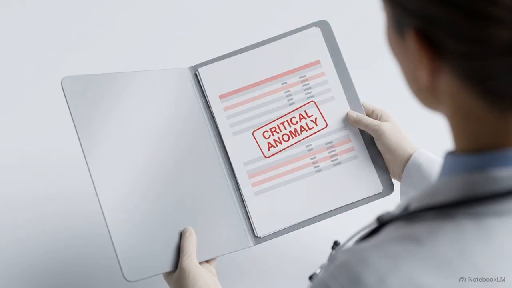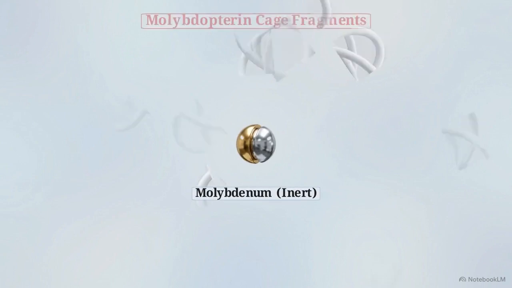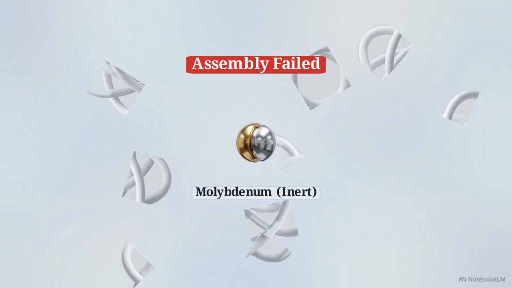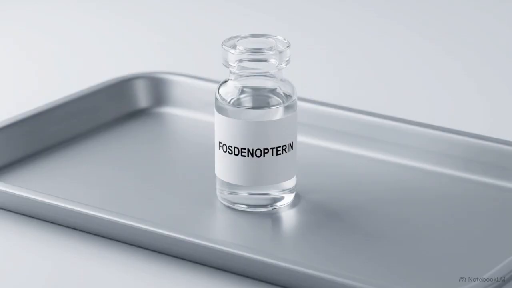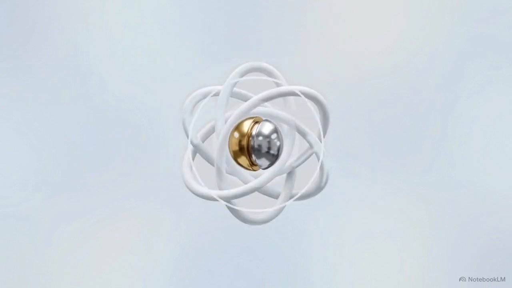These specialized tests are reserved for patients where a metabolic block is suspected, such as neonates with severe encephalopathy or patients on long-term intravenous nutrition, where molybdenum may have been inadvertently omitted. If the lab values confirm a molybdenum cofactor deficiency, it indicates that the cells have the raw material but cannot synthesize the molybdopterin cage. Treatment involves infusions of fosdenopterin, which provides the missing intermediate substrate directly. This bypasses the genetic failure and allows the infant cells to complete the synthesis of the cofactor.